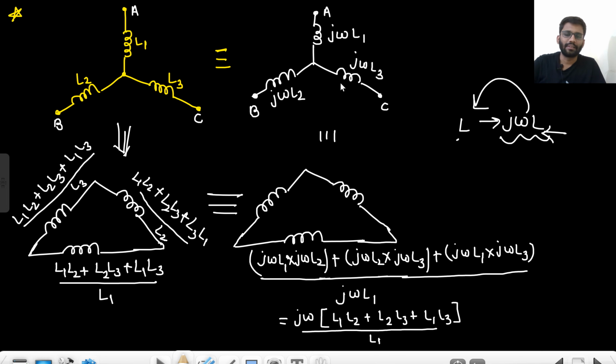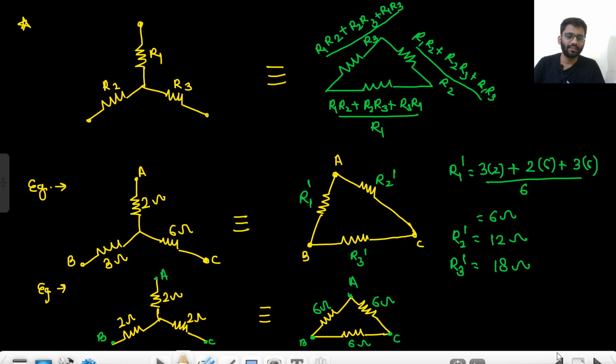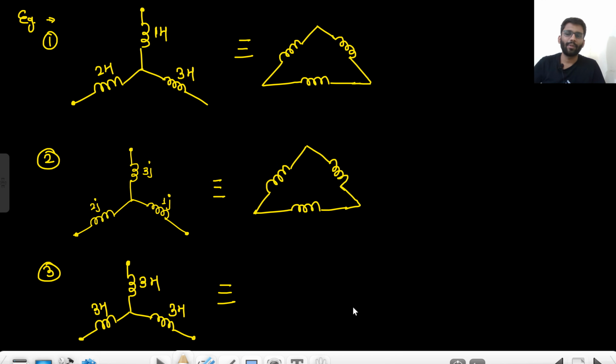So we just converted first to the impedances, then we saw the formula, and when we saw the formula we got to know it is similar to resistance only. So if you know about the resistance, then you can simply write the star to delta conversion. So write down the star to delta conversion for this.